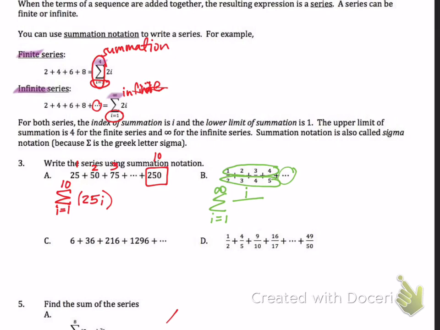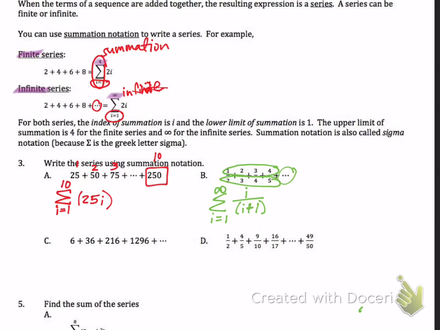So when i is 1, I have 1 on top, and then i plus 1 on the bottom. Good. So it's i minus -1. Or you could put the whole thing in parentheses.